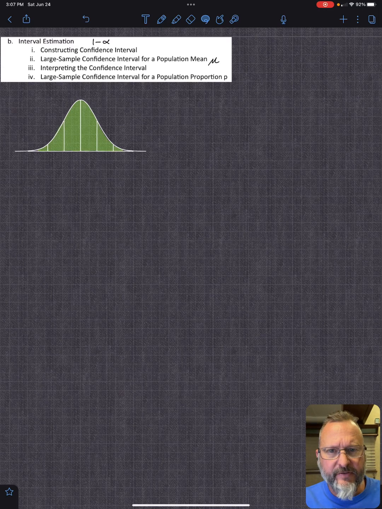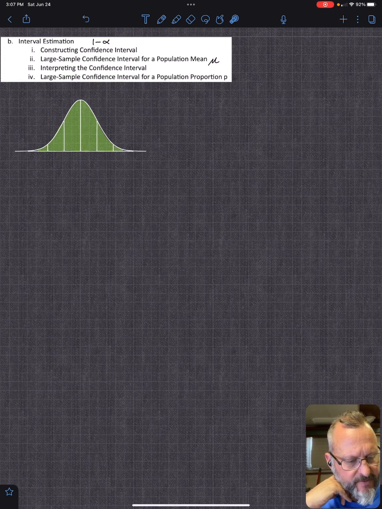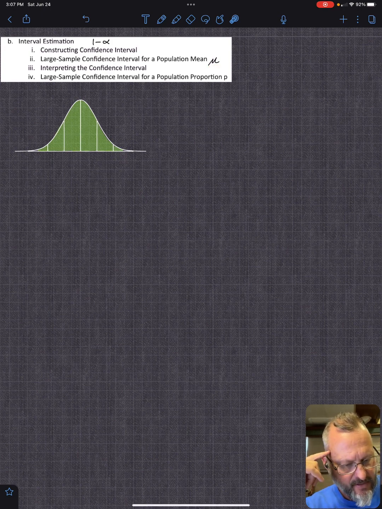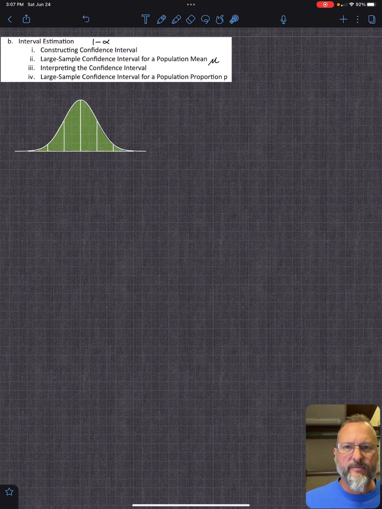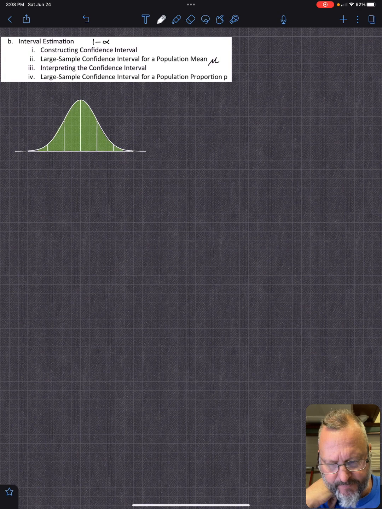Let's get started on interval estimation, or finding confidence intervals, is the way you normally say that. So the next section is a couple of things we will be doing: constructing confidence intervals for mean, proportion, interpreting it, and describing what that means. So first, a little background on what this is.